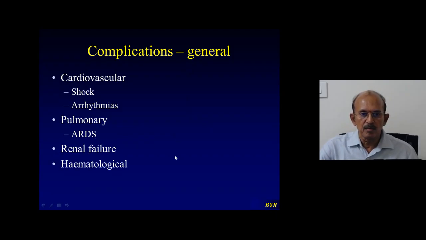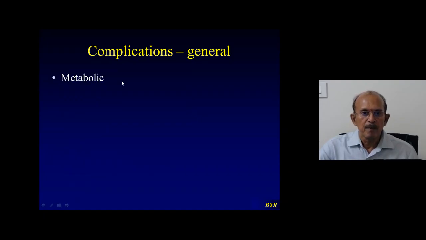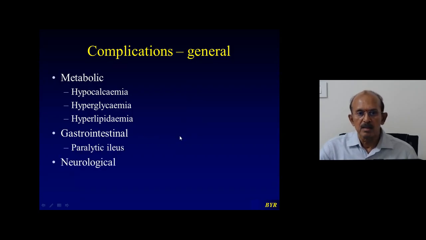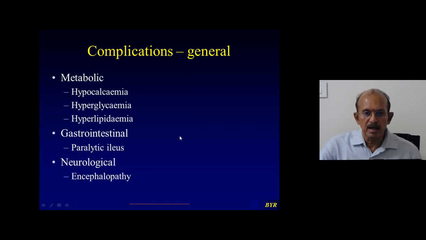kidneys, renal failure; hematological, it can produce disseminated intravascular coagulation; metabolic, they produce hypocalcemia, hyperglycemia, hyperlipidemia; gastrointestinal, paralytic ileus; neurological, irritability and encephalopathy. So these are the complications we face due to acute pancreatitis. So all these complications don't occur in every patient.